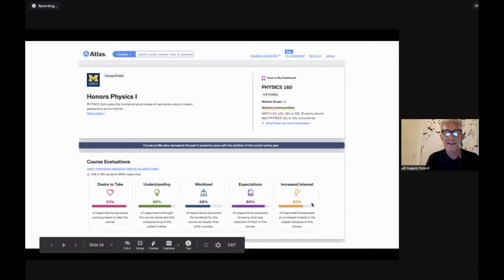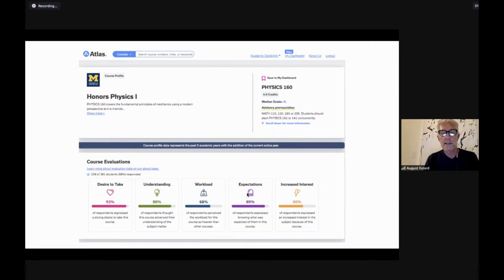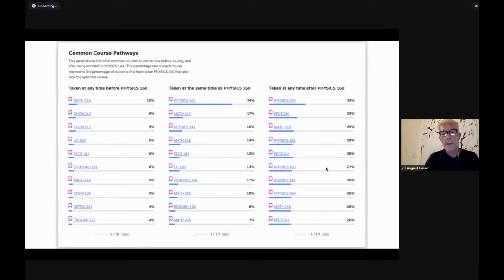You know, that's the challenge. But there's also things like the workload. In this case, it's a little bit higher than average. Did it increase your understanding? Were the expectations clearly outlined? And then scrolling down the page, you get other information.